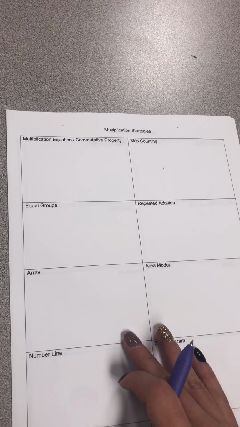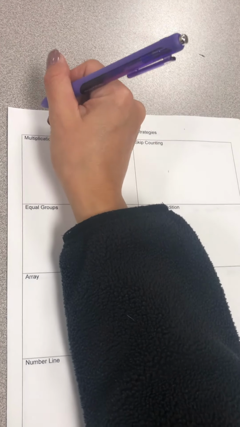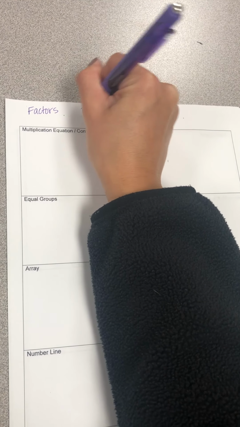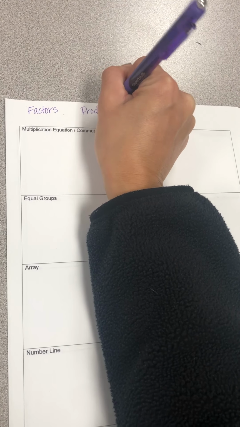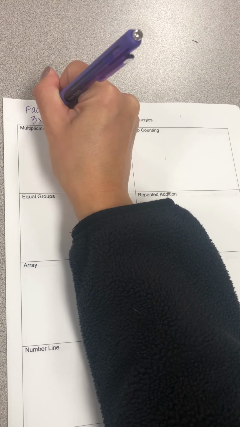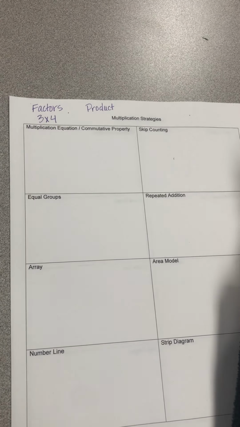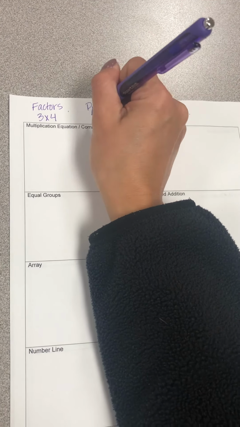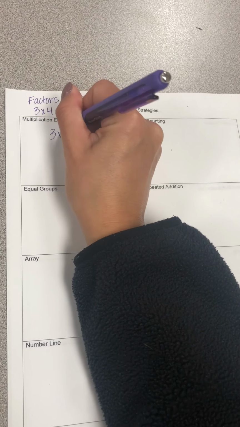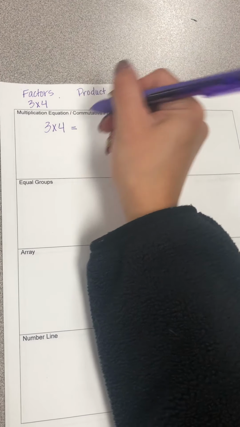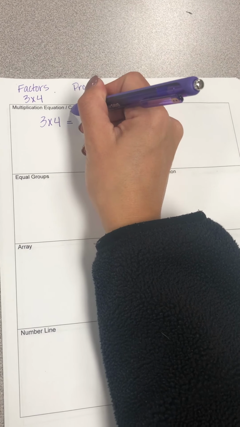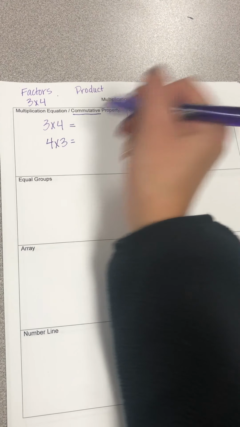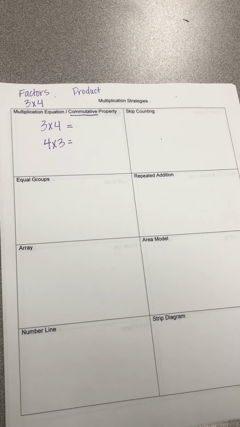The two main things are the key vocabulary words: factors and product. They are going to have the factors of 3 and 4. Those are the numbers that you're going to multiply together to get your product, which is the answer to a multiplication. They're going to write down their equation, 3 times 4, and try to find their product. The first thing they're going to do is write down the commutative property, which just states that they can switch the two factors around and they will get the same product.